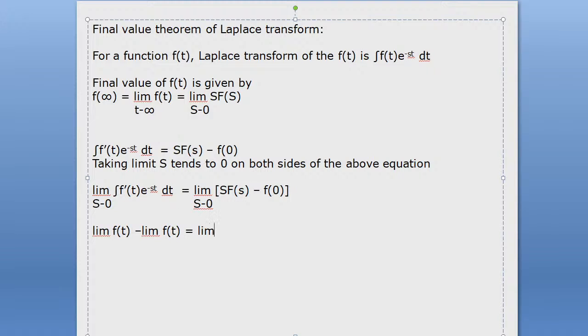Now you can write the limit of s F of s as s tends to 0 minus f of 0, because f of 0 is a constant, there is no variable. Here t tends to infinity, and here t tends to 0, and for this limit s tends to 0. So this will give you 0. Ultimately you will get this expression. Let me copy this term.